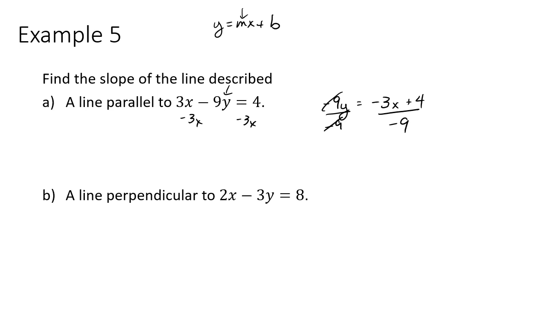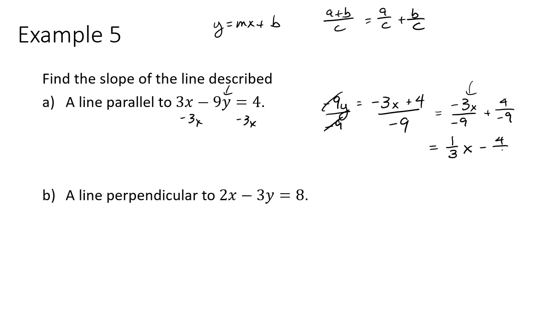Right? Now in order to get truly mx plus b, I'm going to use the properties of fraction addition, which says if you want to add two fractions together with a common denominator, you just add their numerators, but I'm going to go in reverse. I'm going to split it up. So this would be a -3x over -9, plus a 4 over -9. And so the -3 over -9 would reduce to a positive 1/3.